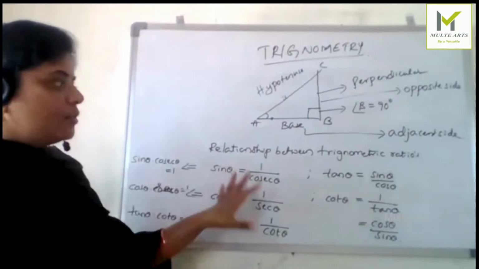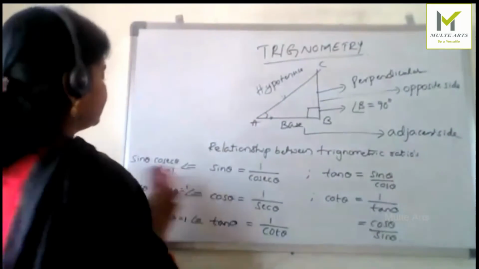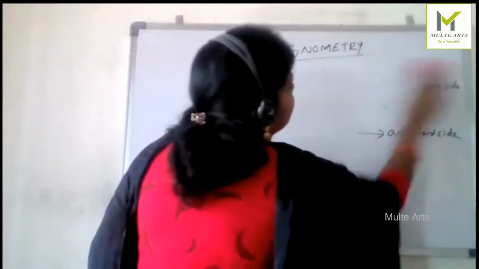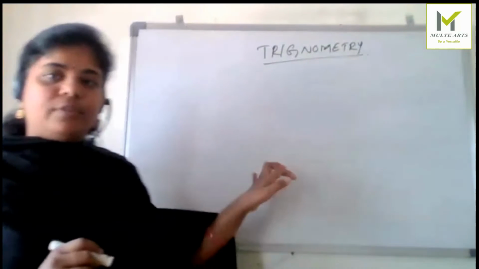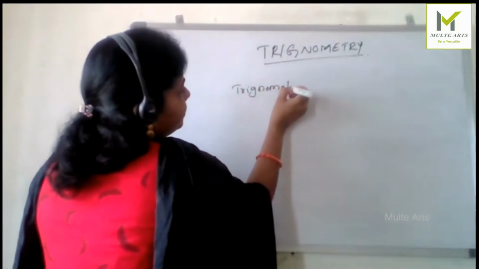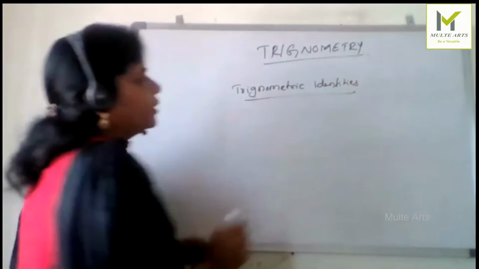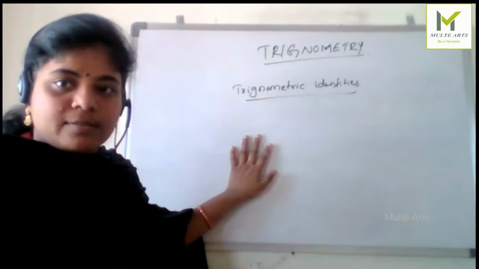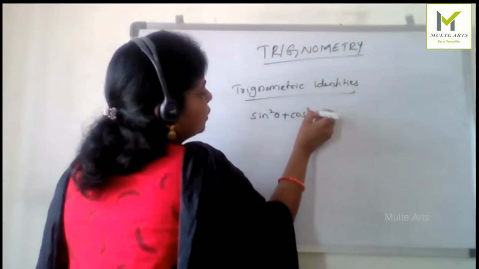Now I am going to explain some identities which are very important in trigonometry. We have important identities which are very useful in our problems here. I am writing trigonometric identities, which will be useful in our problems mostly. We have three here. First one is sin square theta plus cos square theta equal to 1.